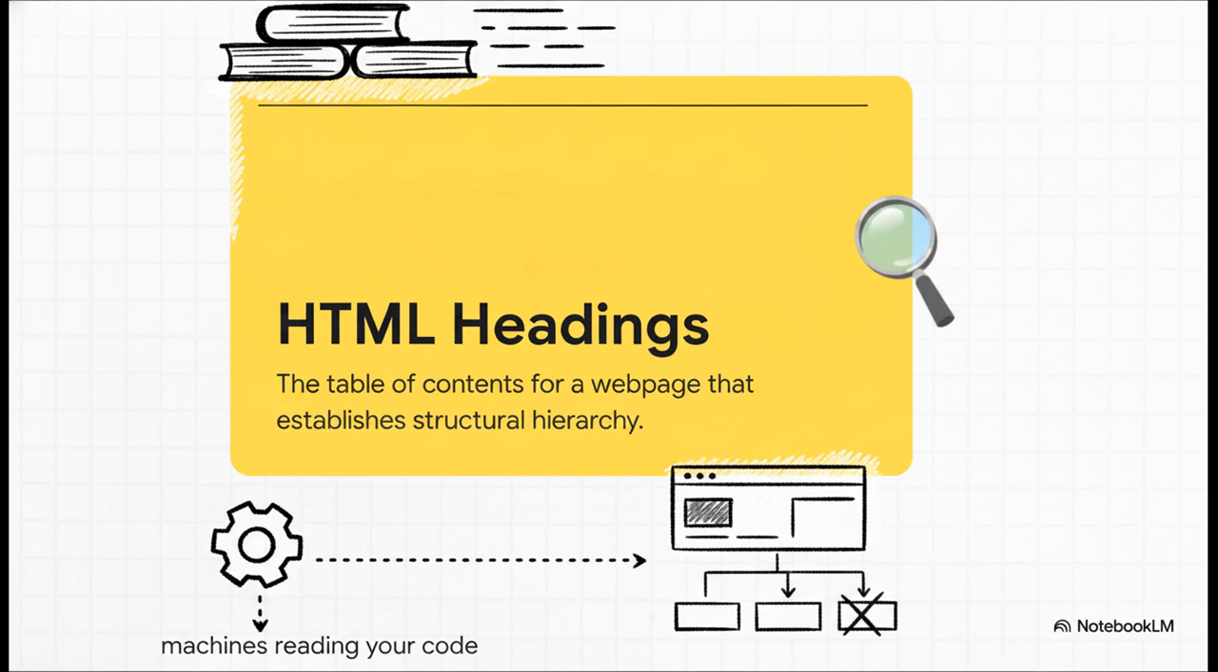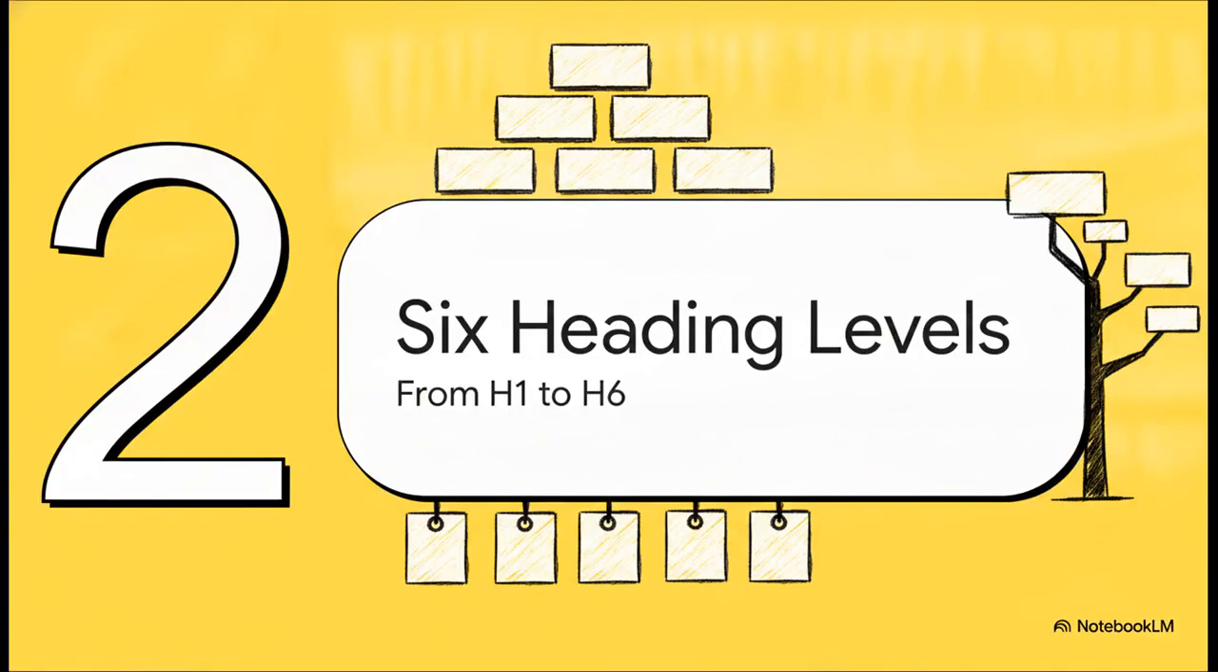So when you use a heading tag simply to bump up a font size, you're effectively dropping random, fake chapter titles into your web page's table of contents. It completely scrambles the structure, confusing both the machines reading your code and the actual humans trying to navigate your site. Moving on to section 2, the 6 heading levels.